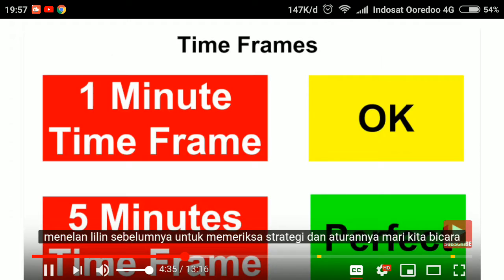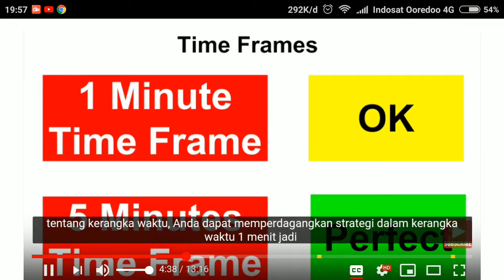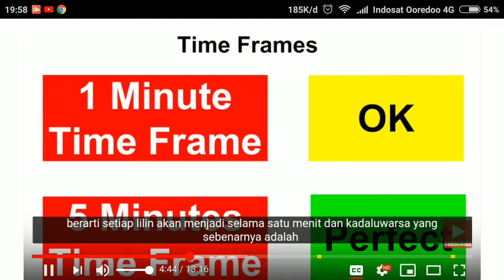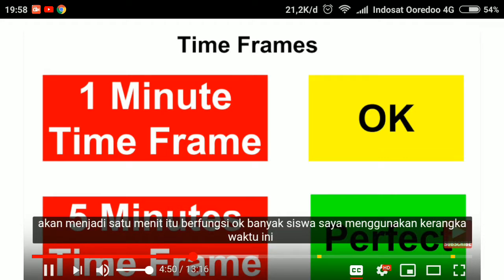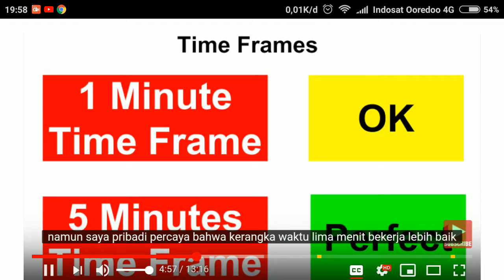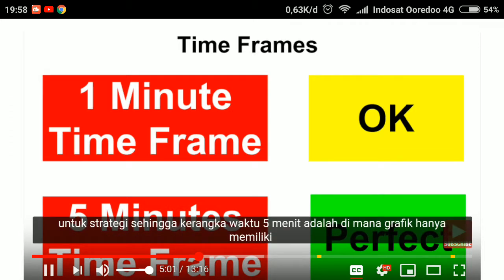Before we check the strategy and its rules, let's talk about the time frame. You can trade the strategy on a 1-minute time frame, which means that each candle is going to be 1 minute and the actual expiry is going to be 1 minute. It works okay. Many of my students are using this time frame. However, I personally believe that the 5-minute time frame works much better for this strategy.